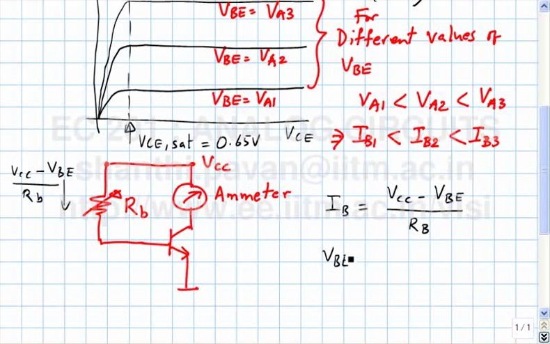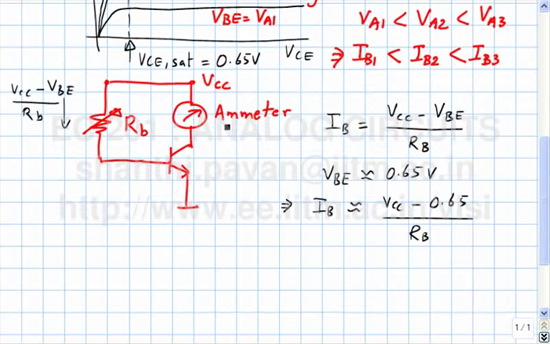And what do we know about VBE? VBE is approximately 0.65 volts, which means that IB is approximately VCC minus 0.65 volts divided by RB. This is IB. What will IC be? In the active region it will be beta times IB.